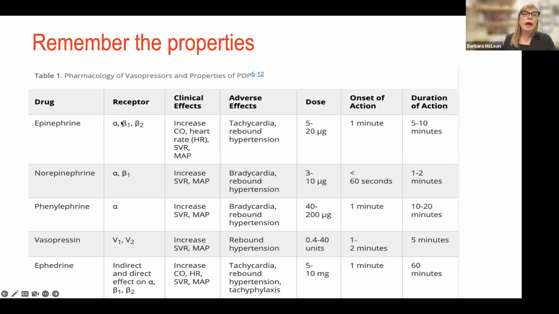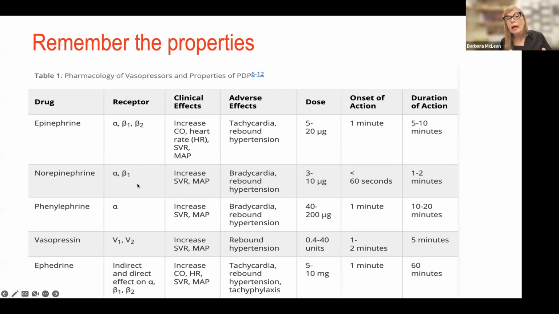So you can see, again, you're looking at epi, it's alpha, beta 1, beta 2. So it affects the blood vessels, the heart rate, and the contractile function of the myocardium. But you can see significant, as we know, tachycardia. Patient may have a hypertensive event and then become, again, hypotensive after you give their dose. So total dosing typically at one time, 5 to 20 mics. Onset 1 minute, and you can give every 5 to 10 minutes, okay?